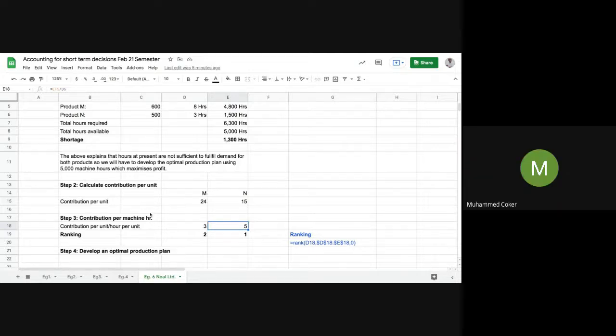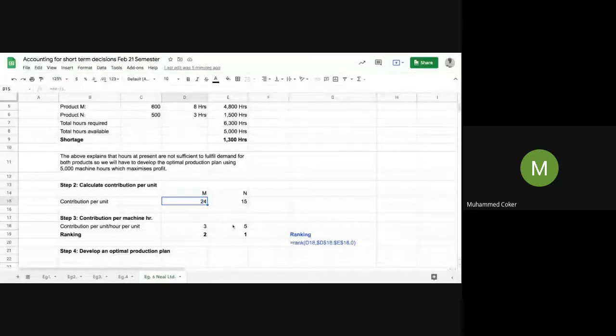Okay. I think what he needs to understand is that we're actually basing it on the contribution per scarce resource, and not the contribution per unit. Exactly. If you look at the contribution per unit, you might think product M will be more profitable. But in this case, we are looking at the contribution per scarce resource, and in this case it is going to be machine hours. So the highest is product N and not product M.